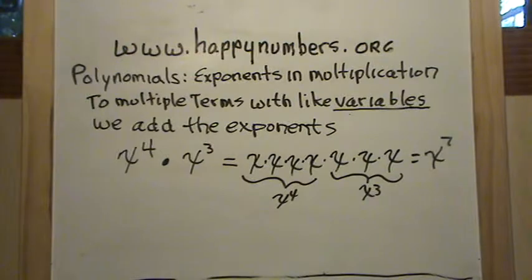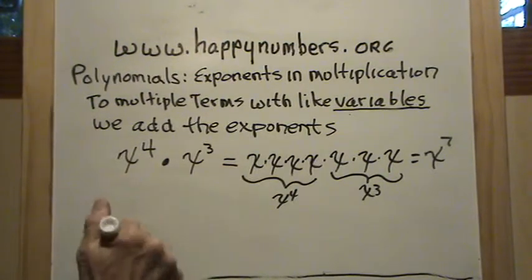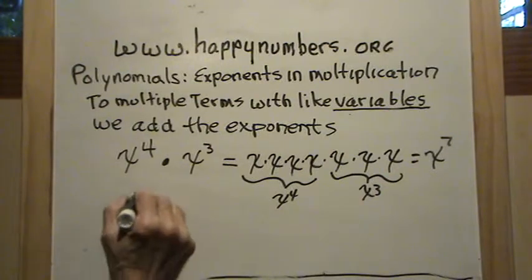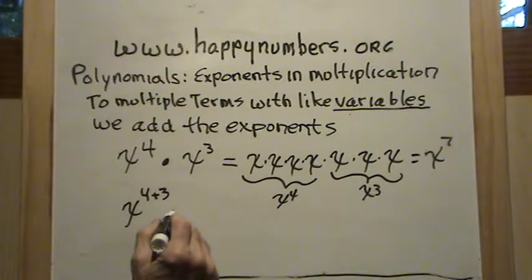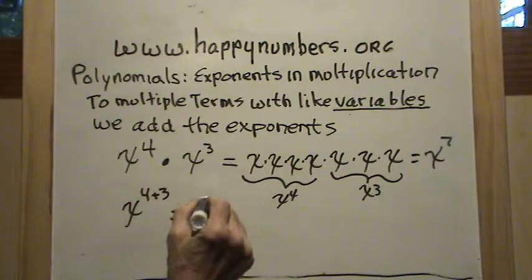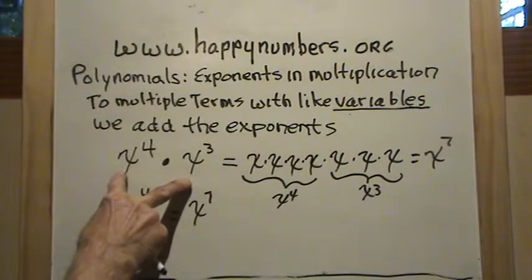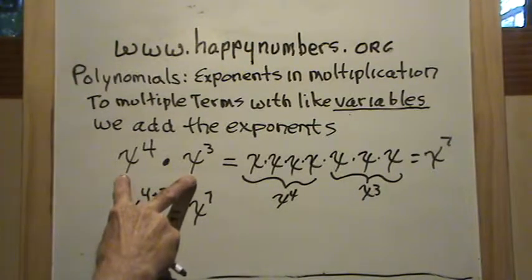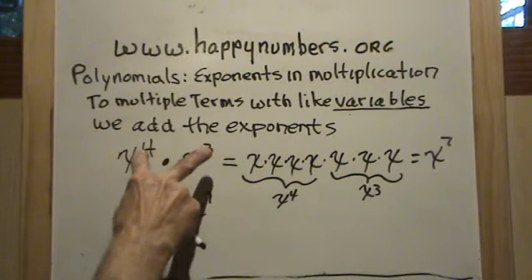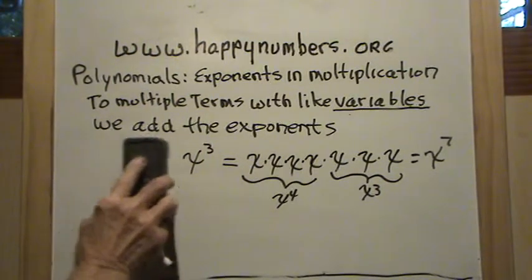But a simple way of doing that is just to add the exponents. The variables are the same, so I write the variable, and the exponents are 4 plus 3. So if I add 4 and 3, I get x to the seventh. So that's the shortcut. When you're multiplying terms that have like variables and exponents, you add the exponents. That's all. Very simple. Let's look at another example.